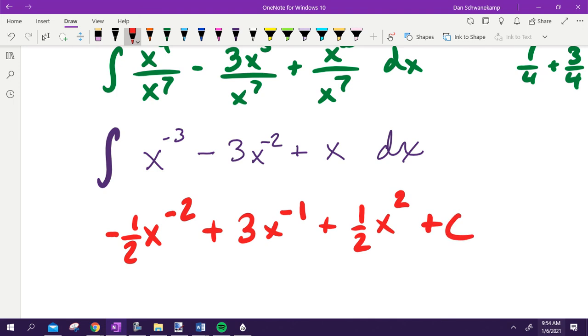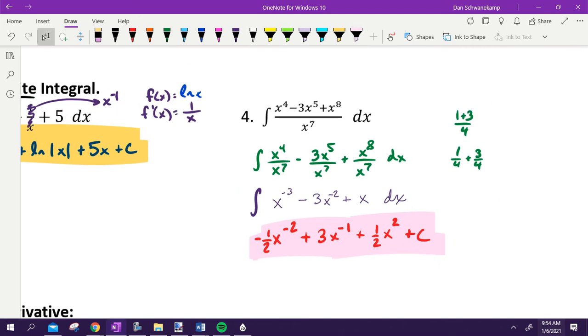I'm going to ask we good every time before we move on to the next problem because I want it stuck in your brain. Plus c. Stuck in your brain every single time. Plus c when we find an antiderivative. Questions through number 4. Yes, sir.